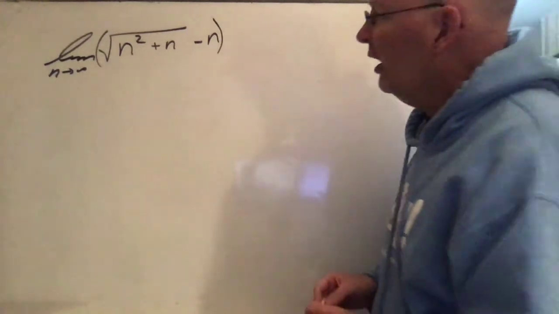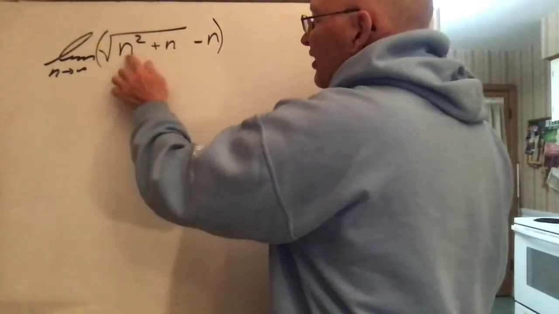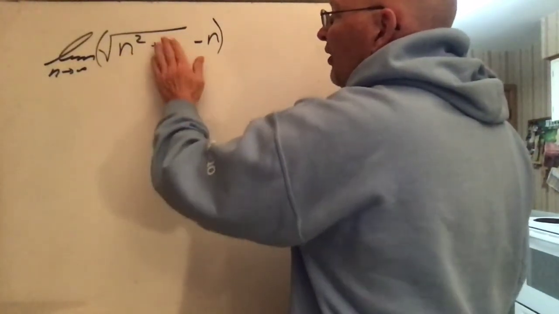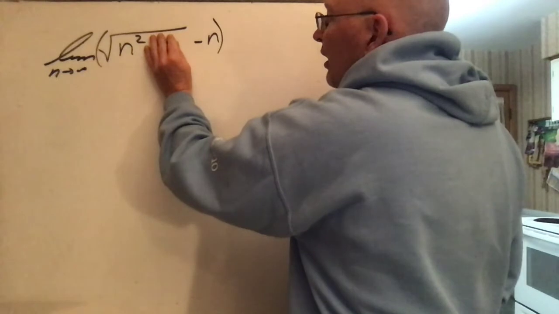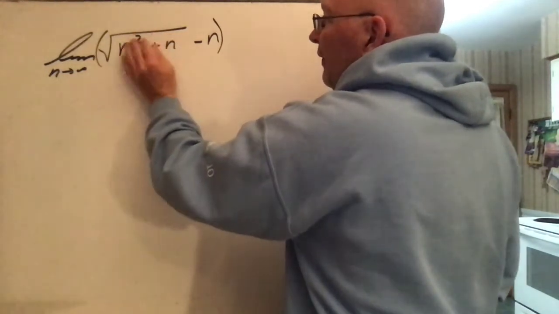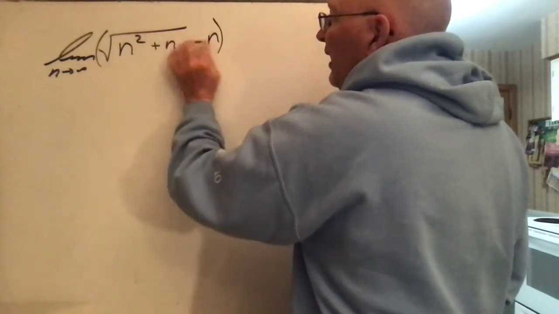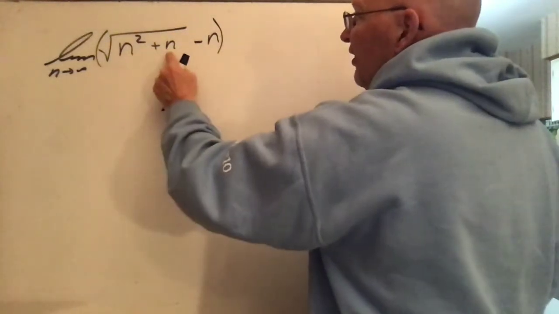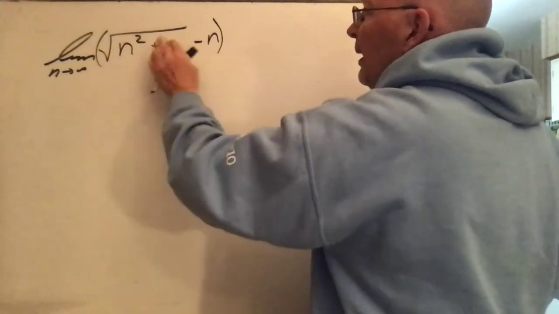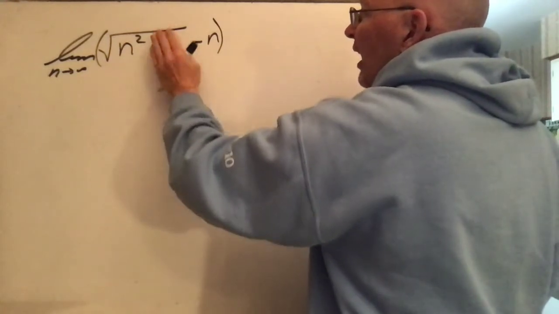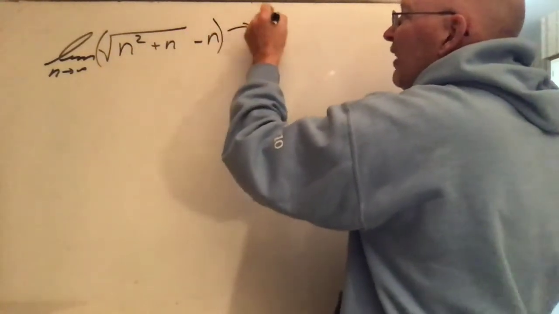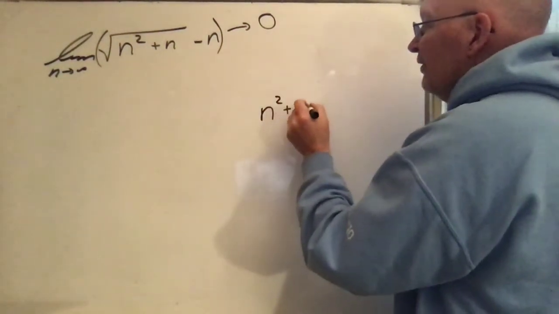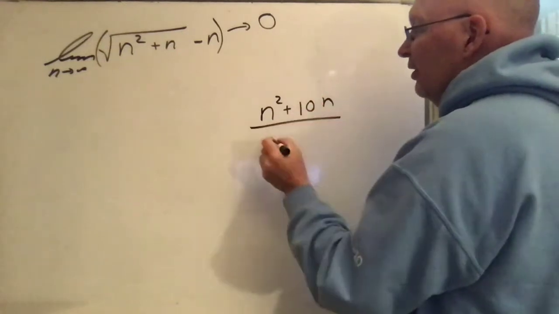One way is you say, well, this n is insignificant compared to the n squared. The n squared is much more important than this. So if you just get rid of this, then you have the square root of n squared is n, minus n is 0. So it might be that as n gets big, since this thing is insignificant compared to that, maybe it just fades away and you get n minus n is 0. So that's a reasonable answer.